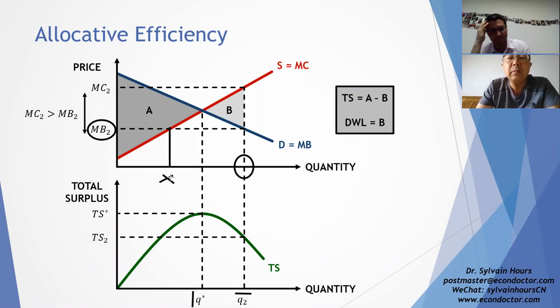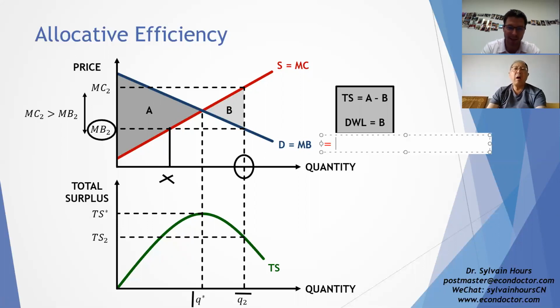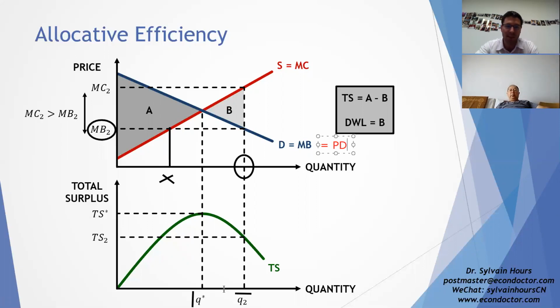So when you have these textbooks, they say allocative efficiency is when the price is equal to the marginal cost. Be very careful. The price here does not mean the market price. It is the demand price. The demand price is the maximum price that consumers are willing to pay for a given quantity, and it is given by the demand curve. So for example, if you look at Q2, the maximum price that consumers are willing to pay to purchase this quantity is indeed MB2, but this is not a market price.